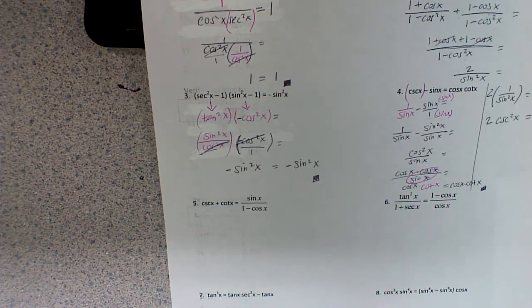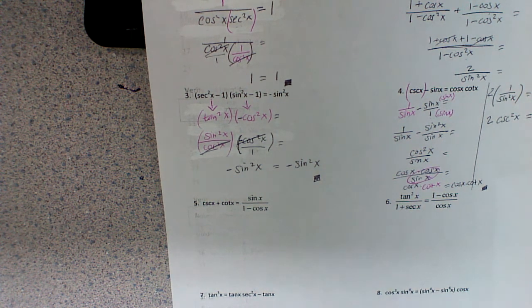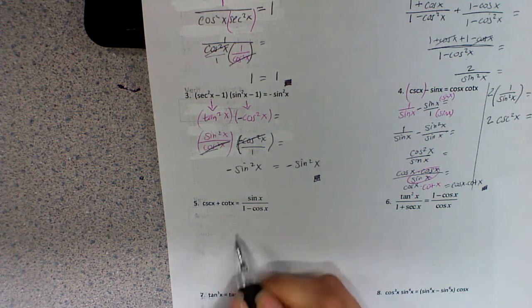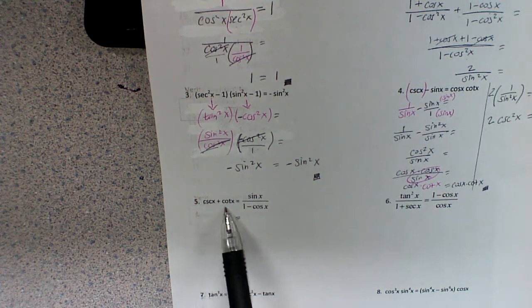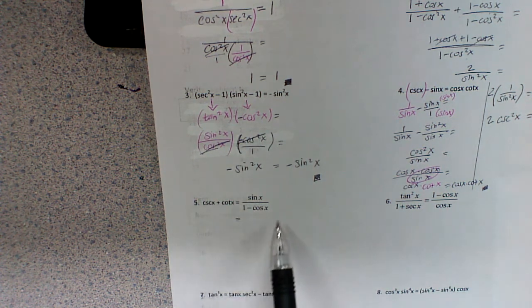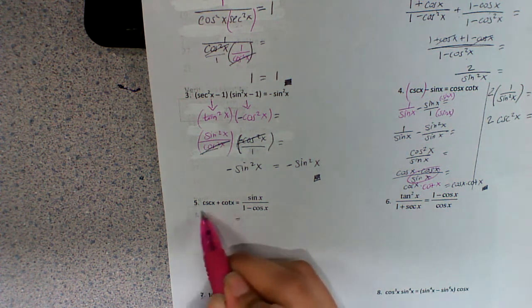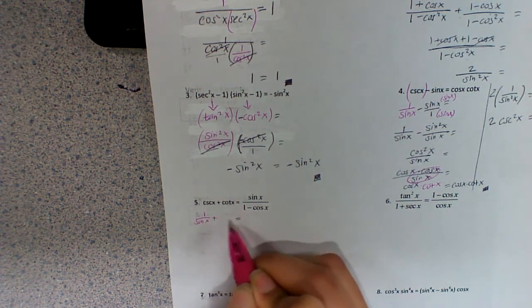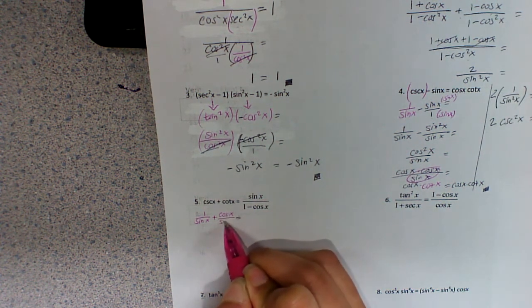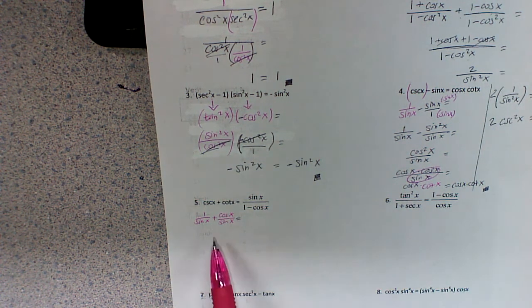Number 5. Now that one's kind of similar. Number 5, I'm going to work with the left side. I'm going to rewrite everything that I can in terms of sine and cos because as you can see I have no squares in here at all, so I cannot use my Pythagorean identities, at least not now. So I'm going to rewrite this as, cosecant I know is 1 over sine of x. I know cotangent is cos over sine. And if you take a look at that, you already have your common denominator, which is really nice, so we don't have to do that.